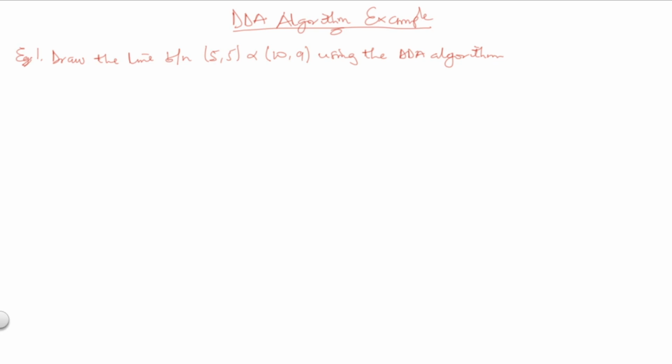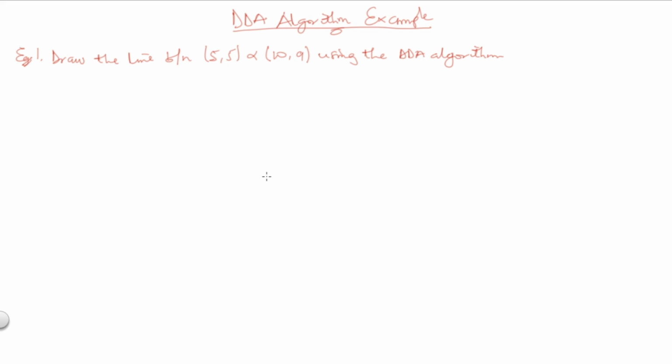Okay, as promised the last time, I will give some examples of the DDA algorithm. As I said, the DDA algorithm is a line generation algorithm. Now, we've been given 2 points. We have been given this question: we have to draw the line between 5,5 and 10,9 using the DDA algorithm.